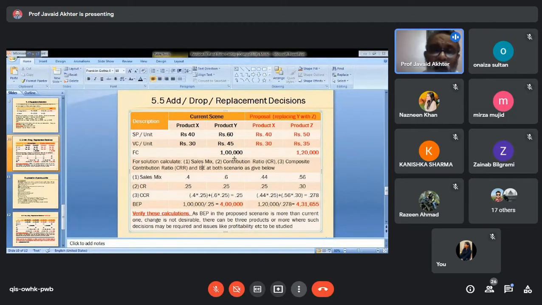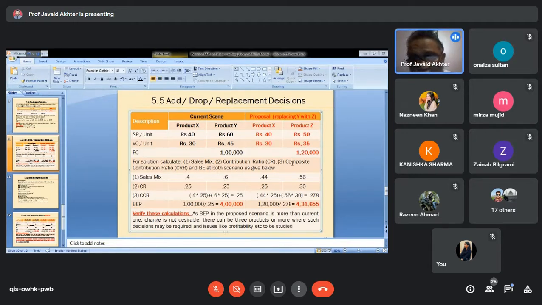So sales mix I have given. Contribution: what is the contribution of X? Contribution of X will simply be 1 minus 30 divided by 40. So it is 25%, 0.25 or 25%. Similarly for Y also it is 25%. What is sales mix? 0.4 and 0.6. So once you have worked out these two, work out the third.